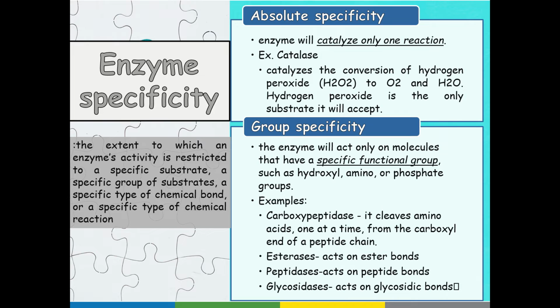Next is group specificity. For group specificity, the enzyme is still specific to a certain group. However, instead of a specific substrate, they are specific to a functional group. As long as substrates have the same functional group, the enzyme can accept them and react with them.